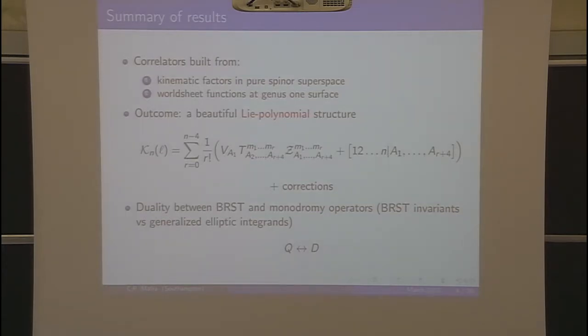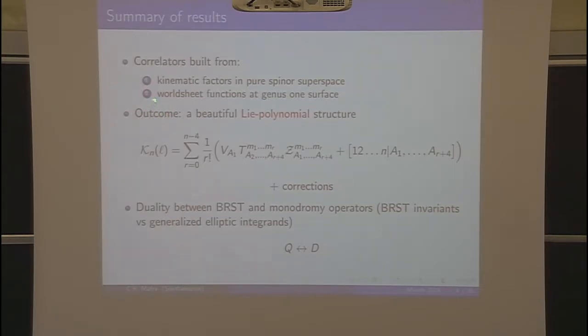And I decided to start the talk by the end of it, giving a summary of results. So I will show what's the outcome of the series of papers, and then in the later part of the talk I'm going to show the derivations of why the result looks the way it does. So the correlators will be built from kinematic factors written in pure spinor superspace and worldsheet functions at genus 1. At the genus 1 surface.